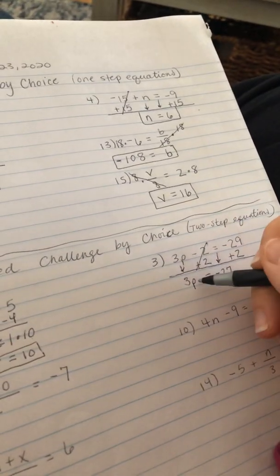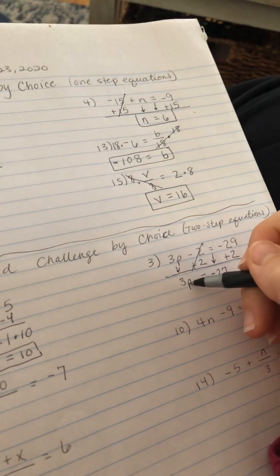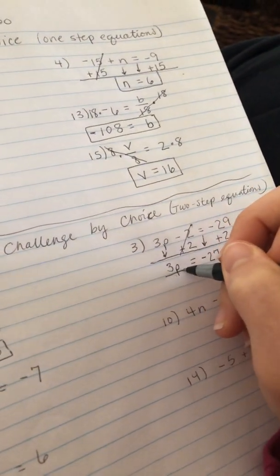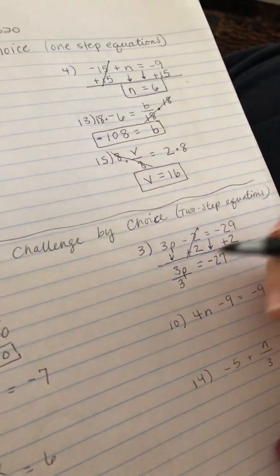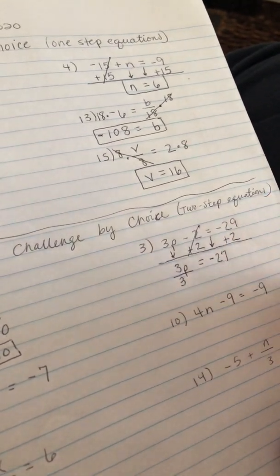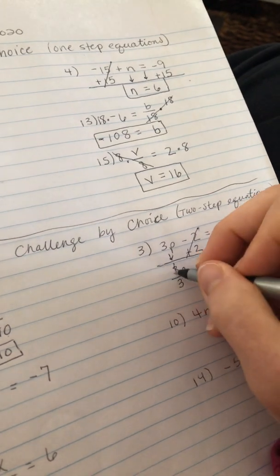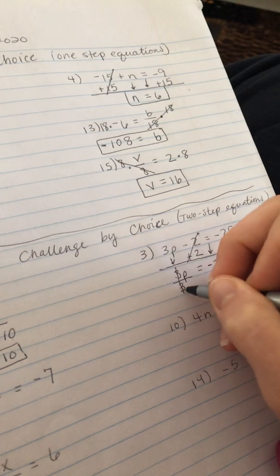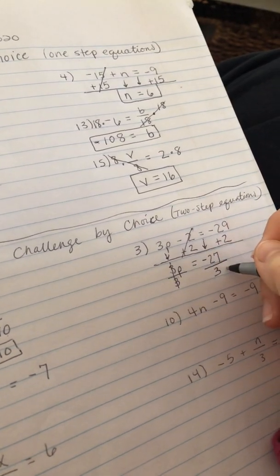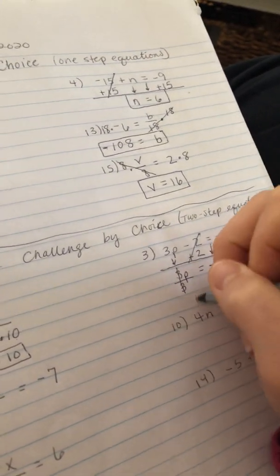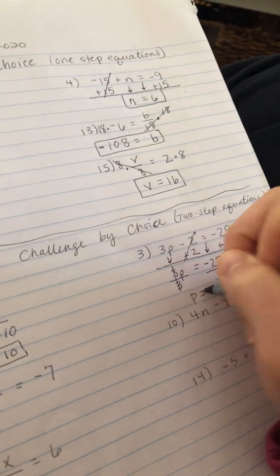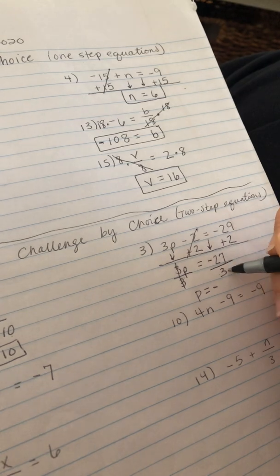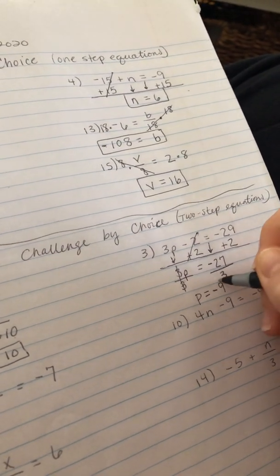All right, now I can get rid of this 3 that's next to the p. We have 3 times p, so how do I undo times? I divide. Now remember, you're not dividing by 3p. You want the p to stay, you just want the 3 to go away. So you divide by 3 here. What you do to one side, you have to do to the other. You have p left over here. Going to bring down my equal sign. Negative divided by a positive is a negative. 27 divided by 3 is 9.